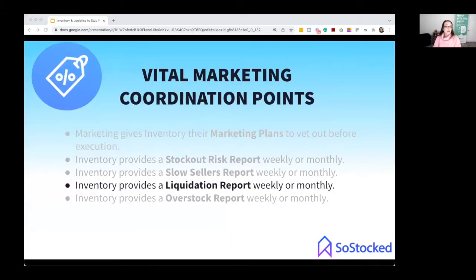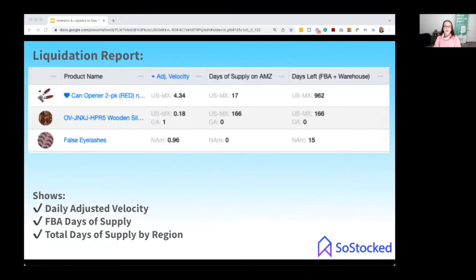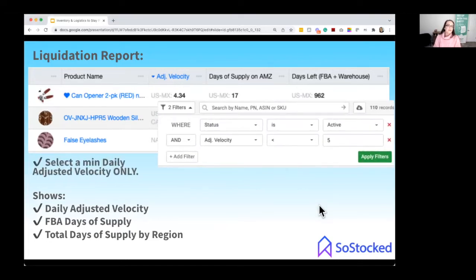Then you have the liquidation report. So if you fail to save that slow seller, it moves into a liquidation report. Liquidation is basically you don't plan on restocking, right? You need to basically sell through and remove it from FBA. You need to remove it because it's costing you storage fees and it's costing you space in your warehouses.